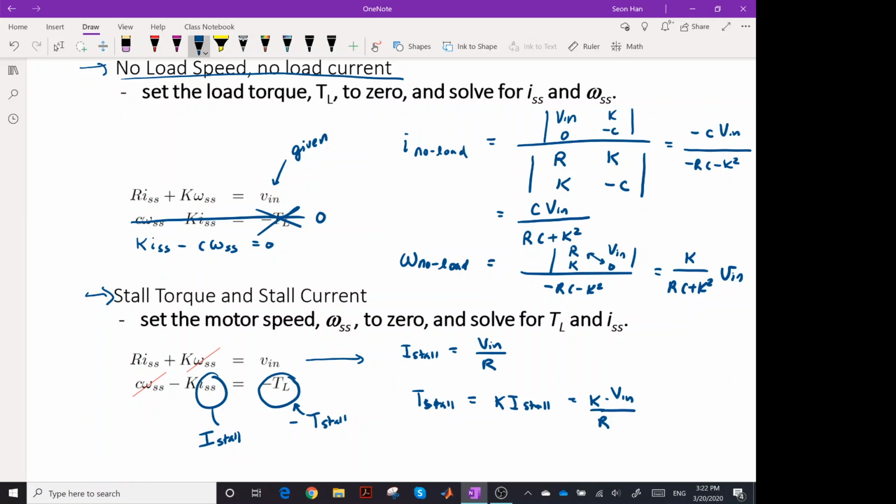Another thing to note about the stall torque and the stall current: you absolutely do not want that, right? If the motor wants to run, and you prevent it from running by applying the stall torque, I think your motor might burn out.